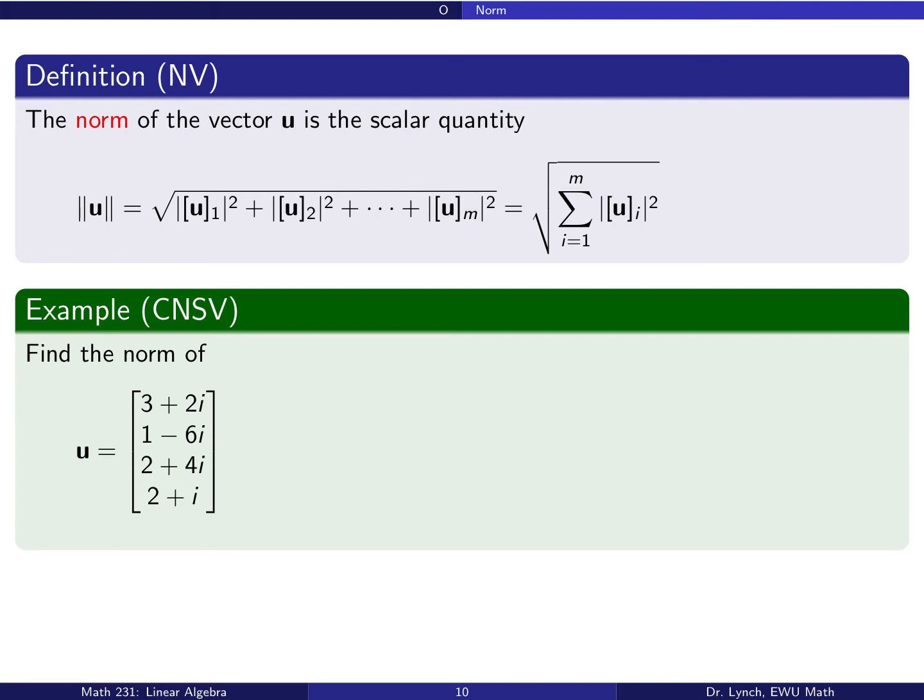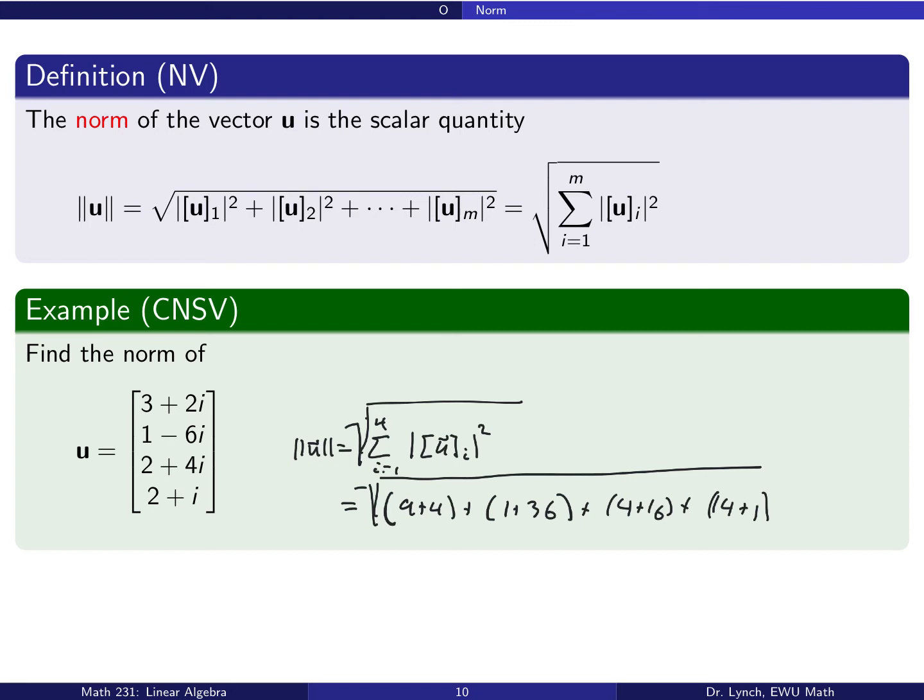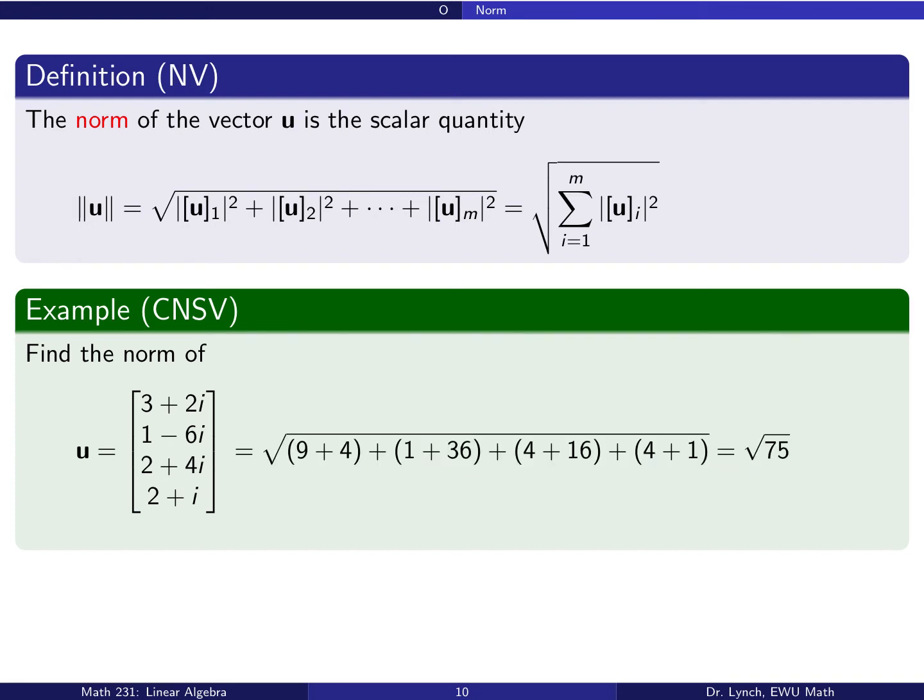So a quick example, having a look at the norm of this vector u, we know that the norm of u is the square root of the sum of those moduluses squared. So in this particular example, what you get is the square root of the sum of 9 plus 4 plus 1 plus 36 plus 4 plus 16 plus, this should say 4 plus 1. And in this case, what you get is exactly the square root of 75.